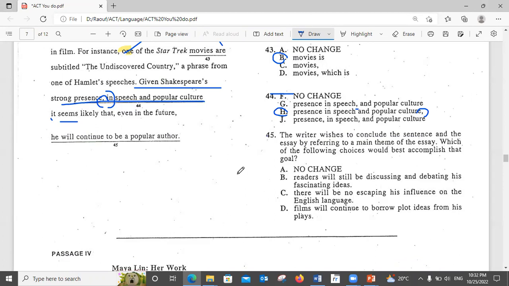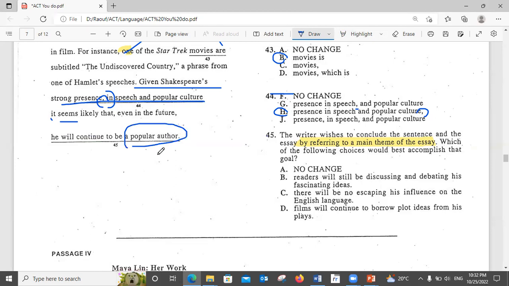Let's see, guys, what 45 is about. The writer wishes to conclude the sentence and the essay by referring to a main theme of the essay. I remember the main theme of the essay was about the vocabulary words that Shakespeare created or impacted or affected the English language with. Let's see what the sentence in the context says. It seems likely that even in the future, he will continue to be a popular author.